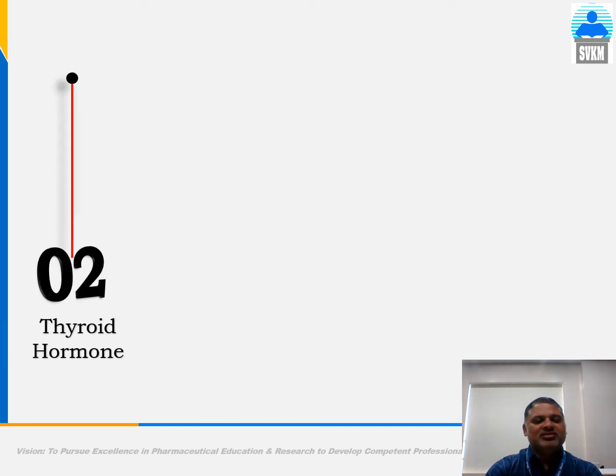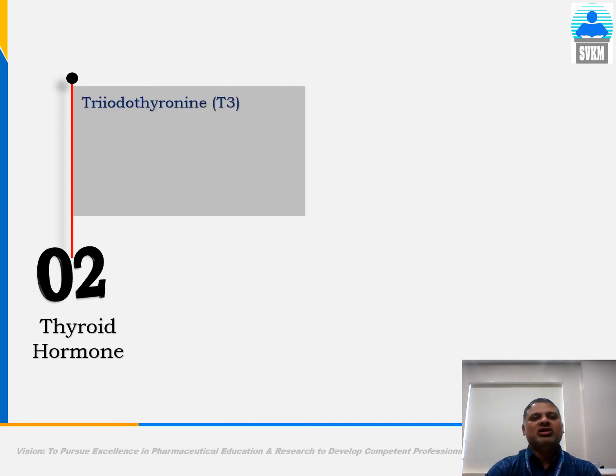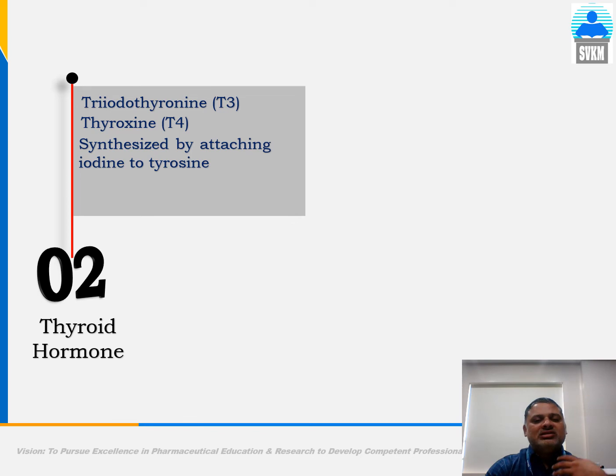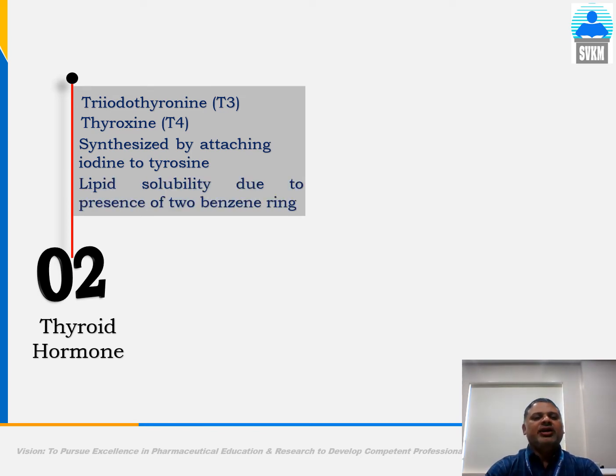Now the second example is the thyroid hormone. There are two types of thyroid hormone: triiodothyronine, also called T3, and the other one is thyroxine, that is tetraiodothyronine, or T4. These are synthesized by attaching iodine to tyrosine residues, and they are called lipid soluble hormones because they contain two benzene rings.